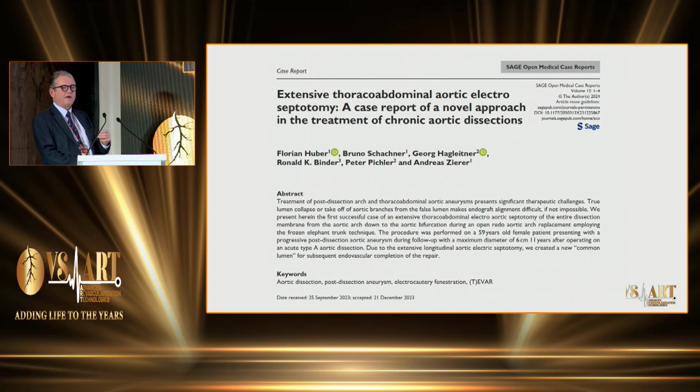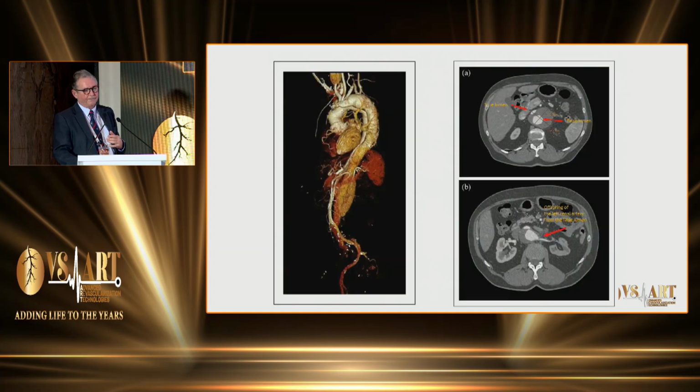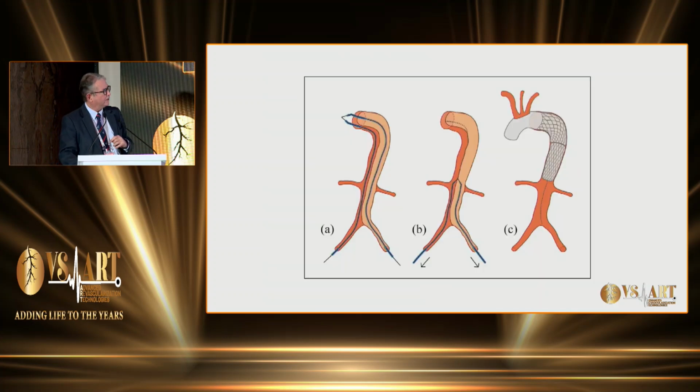There are also various case reports in the literature. And this is a complex one involving a full-length electrical septotomy from the arch down to the infrarenal aorta, and this is in patients requiring a redo arch using a frozen elephant trunk procedure. And you can see the extent of the dissection in that image there and on the images, and the renal arteries coming off the false lumen.